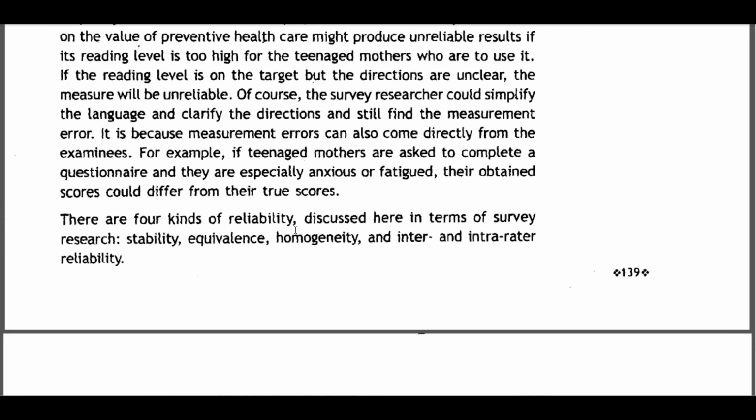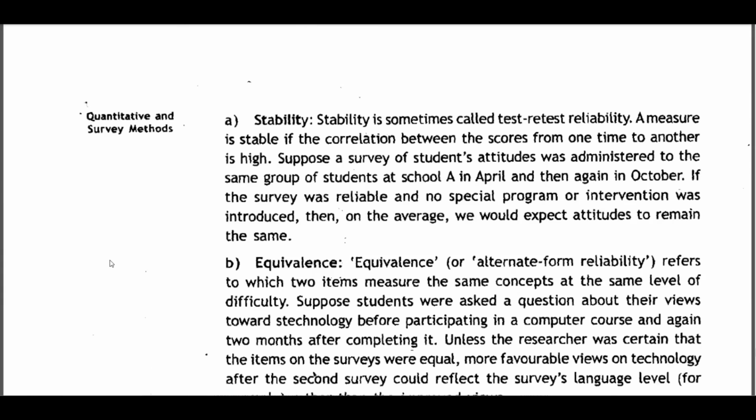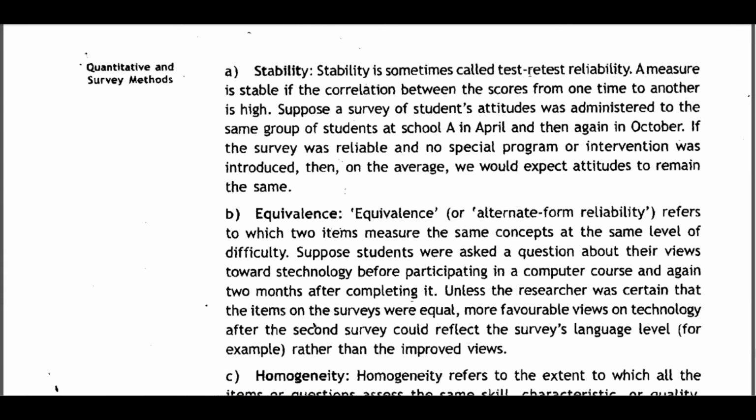There are four kinds of reliability discussed here in terms of survey research: stability, equivalence, homogeneity, and inter- and intra-rater reliability. What is stability? Stability sometimes is called test-retest reliability. A measure is stable if the correlation between the scores from one time to another is high. Suppose a survey of students' attitudes was administered to the same group of students at school A in April and then again in October. If the survey was reliable and no special program or intervention was introduced, then on average we would expect the attitudes to remain the same.